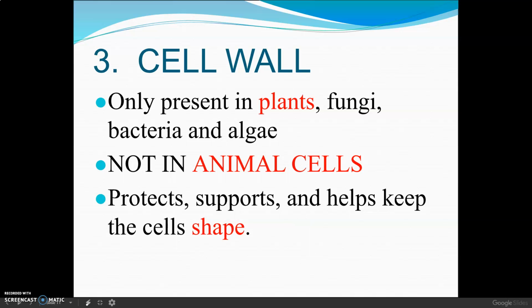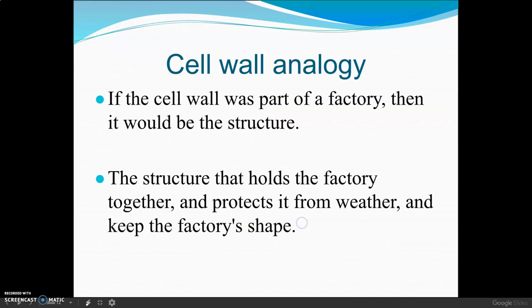Third organelle, cell wall. Only present in plants, fungi, bacteria, and algae. Not in animal cells. It protects, supports, and helps keep the cell's shape. Cell wall analogy. If the cell wall was part of a factory, then it would be the structure that holds the factory together, protects it from weather, and keeps the factory's shape.